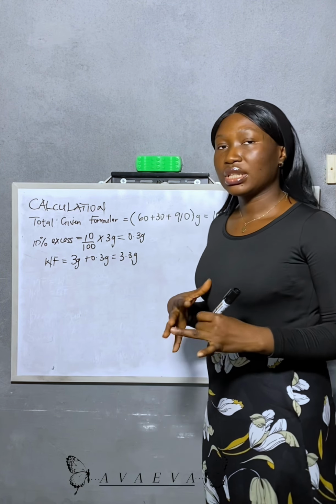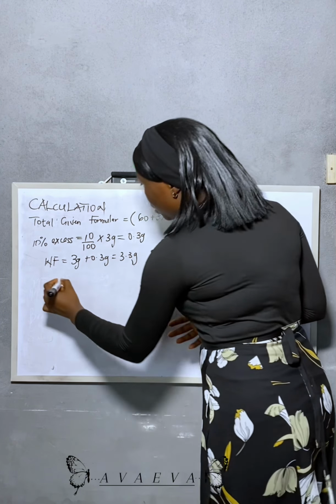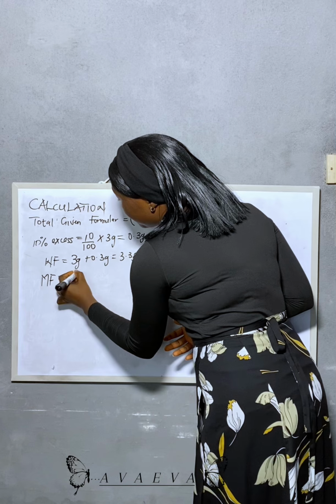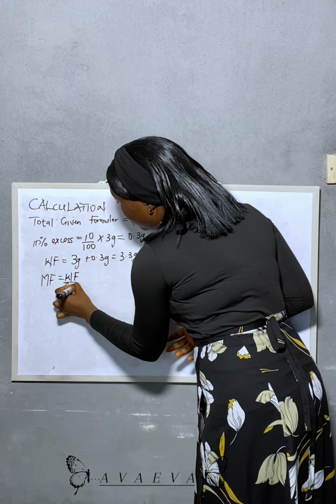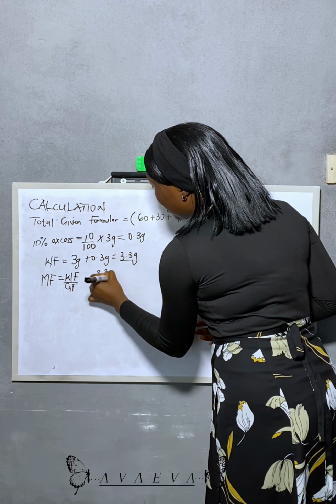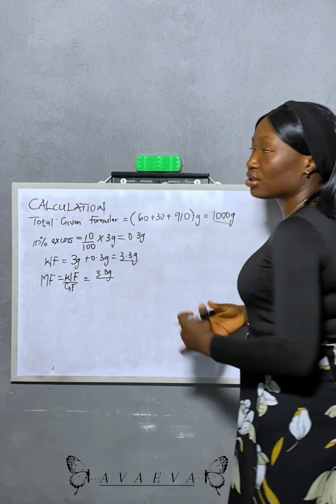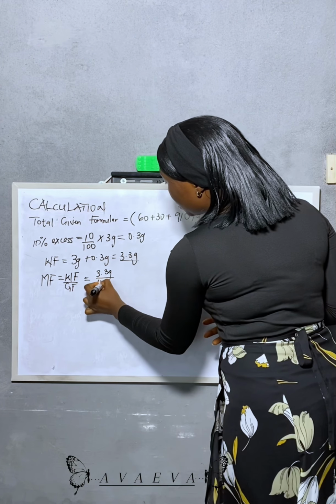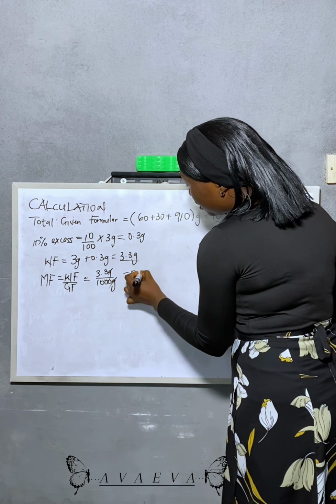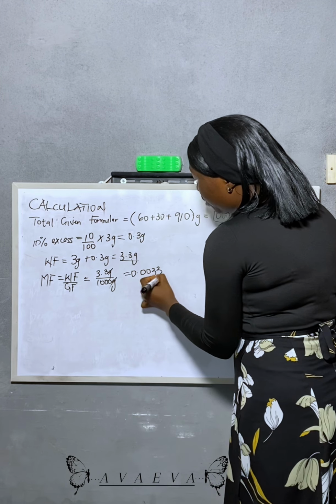Next to calculate is your multiplying factor, and your multiplying factor is given by working formula divided by given formula. Your working formula here is 3.3 grams, and your given formula, as you initially calculated, is 1000 grams. Gram cancels gram, you have 0.0033 without a unit.